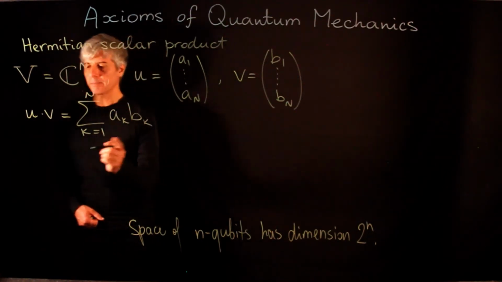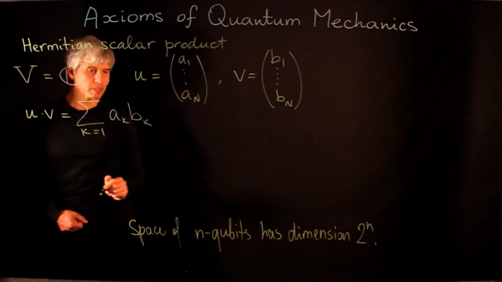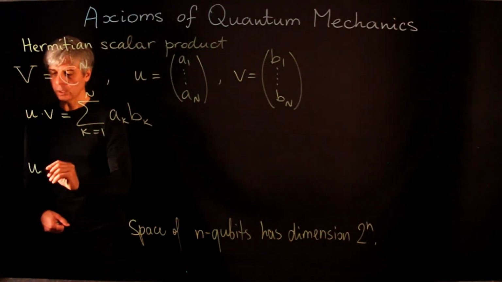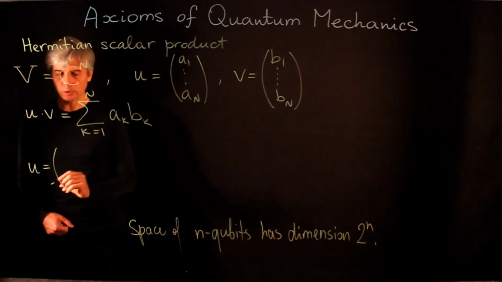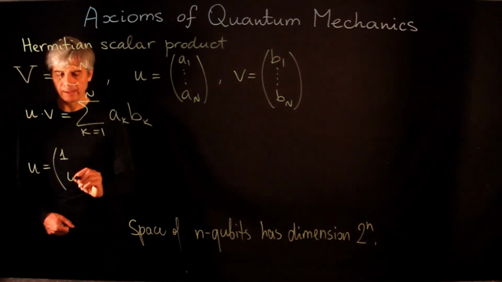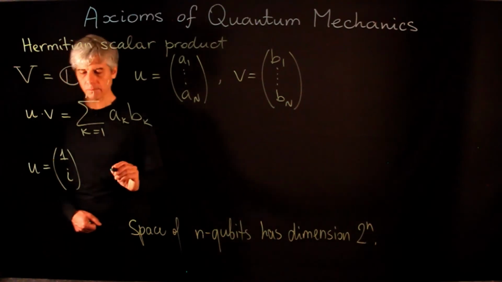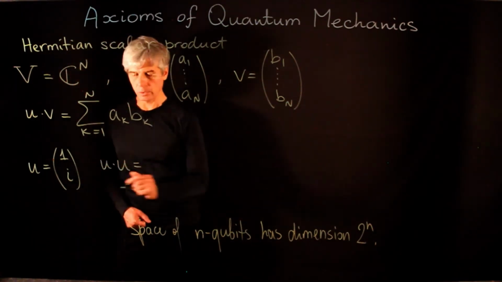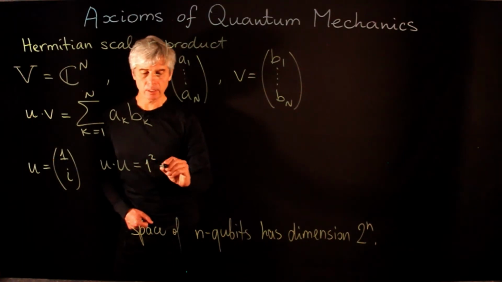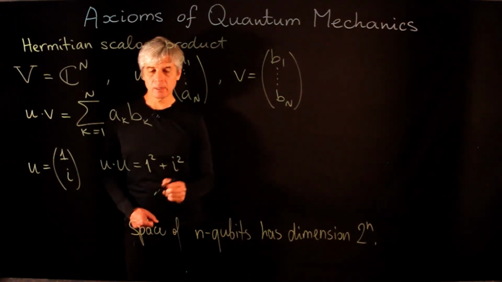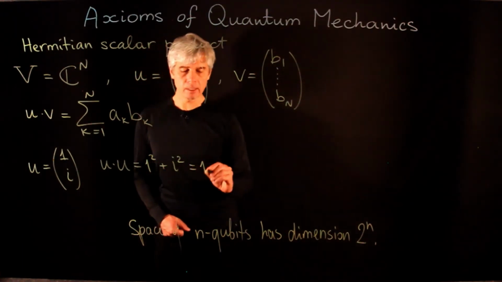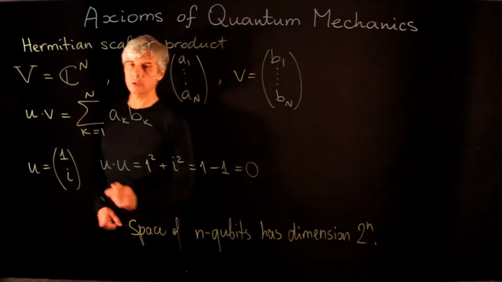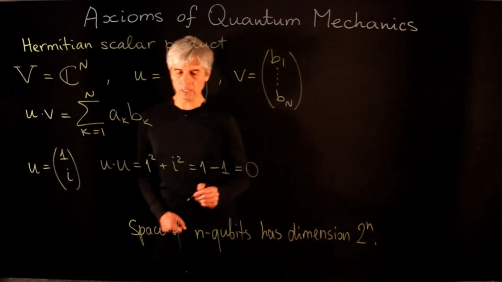So there is a small problem with this definition. So let's take U to be a two-dimensional vector, (1, i). What's the dot product of U with itself? So this will be 1 squared plus i squared. But i squared is negative 1. And as a result, we get that the dot product of this vector with itself is equal to 0.